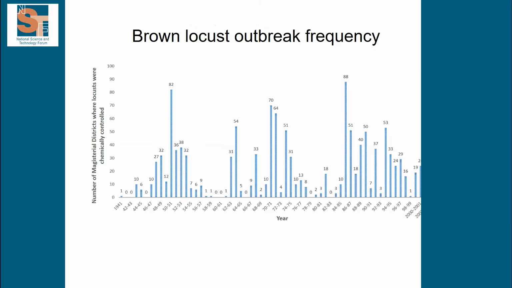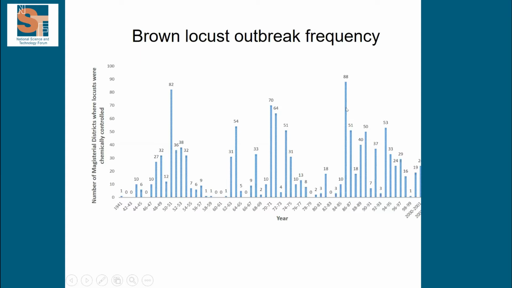The outbreak frequency of the brown locust: I went back through the literature and the government reports all the way back to the 1940s, and this is the number of magisterial districts where locusts were chemically controlled. So this is outbreaks in magisterial districts. And you can see the clear outbreak patterns of the brown locust over the last 60 years or so, up until 2005. Massive outbreaks in the 1950s, early 70s, and a very big one in 85.